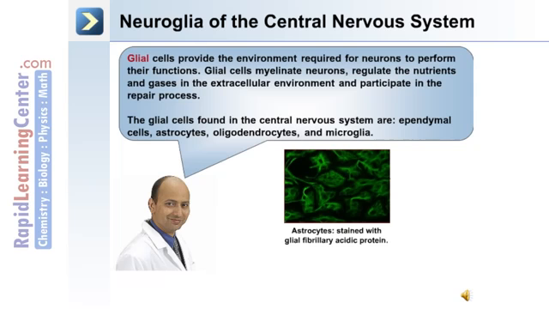Glial cells provide the environment required for neurons to perform their functions. Glial cells perform functions such as myelinating neurons, regulating the nutrients and gases in the extracellular environment, and participating in the repair process. The glial cells found in the central nervous system are ependymal cells, astrocytes, oligodendrocytes, and microglia.